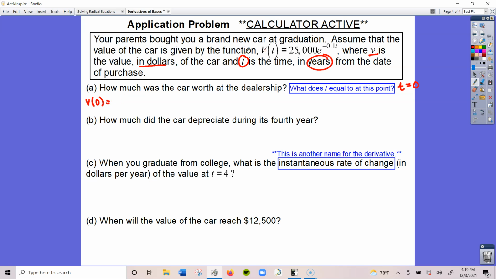So we're going to plug in 0 directly into the function. So that's 25,000 e raised to the negative 0.1 times 0. Now this is going to be 25,000 e raised to an exponent of 0. Anything raised to an exponent of 0 is equal to 1. So this whole thing here is 1. So that means that the value of the car is 25,000 times 1, or just $25,000.